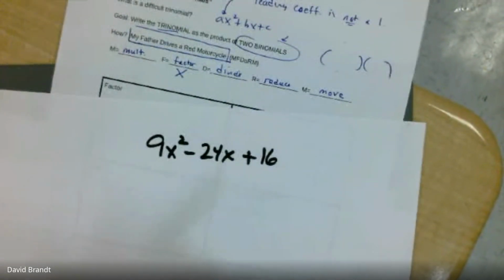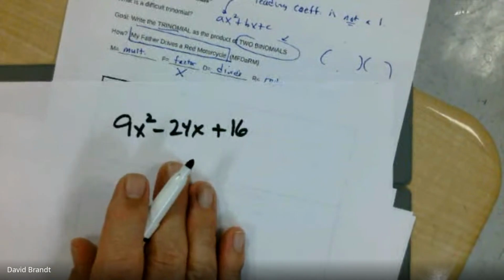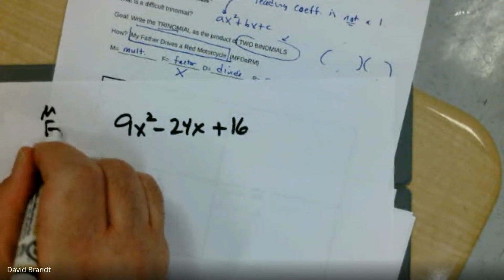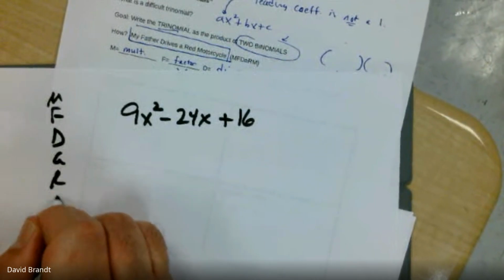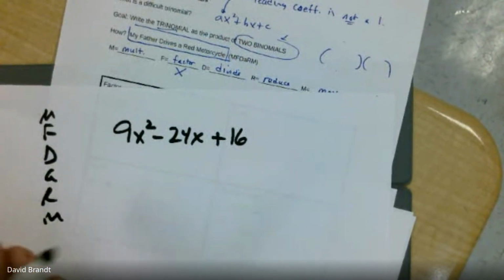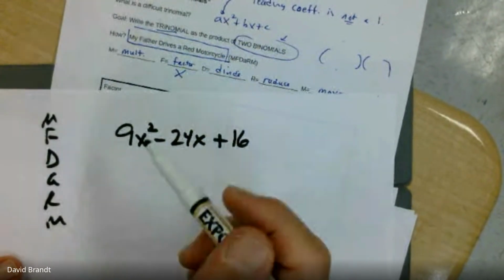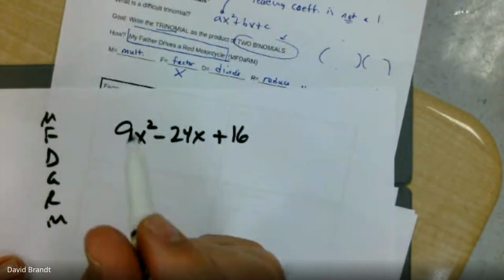You should always write the letters down until you've memorized it. My father drives a red motorcycle. Now, my father is 89 years old. You would never catch him on a red motorcycle. He's way too old. I'm worried about him driving cars now, but he's still okay there, but I would never trust him on a motorcycle.